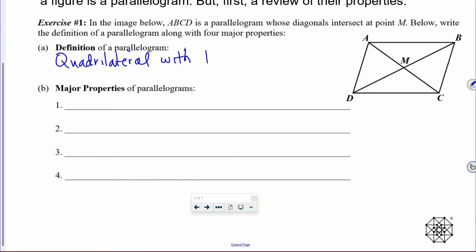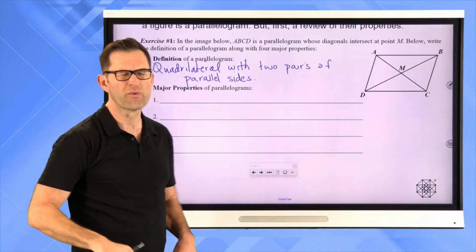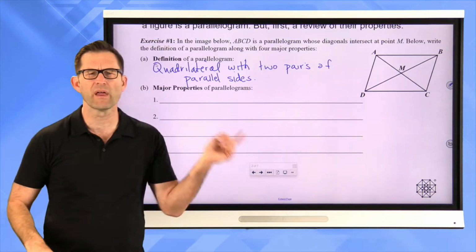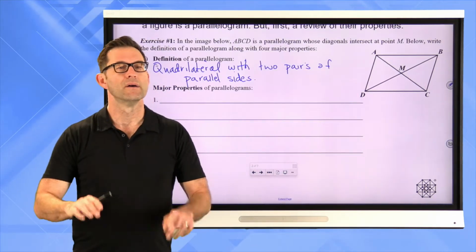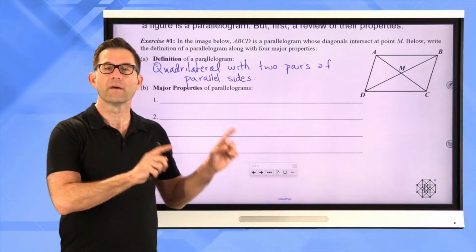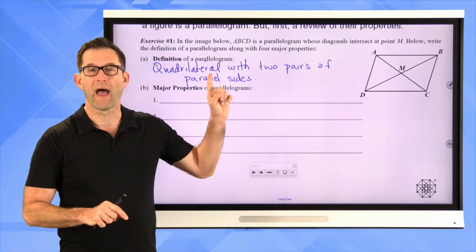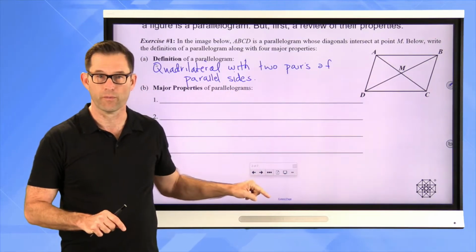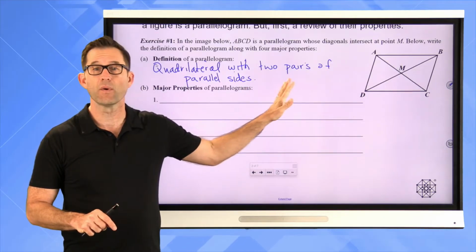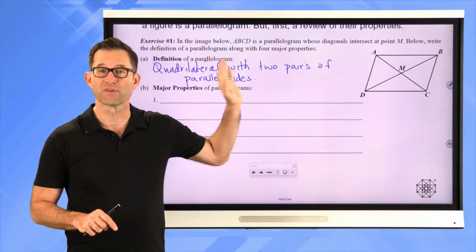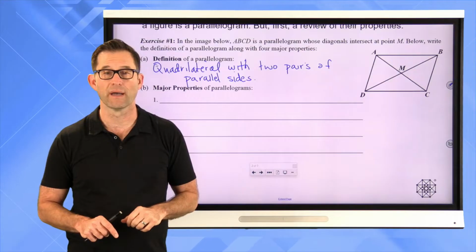with 2 pairs of parallel sides. Now you might say, oh, but it's a quadrilateral with 2 pairs of parallel sides that are the same length and so on. No. Everything about a parallelogram after this we proved. This is what makes a parallelogram a parallelogram. It's a quadrilateral with 2 pairs of parallel sides.